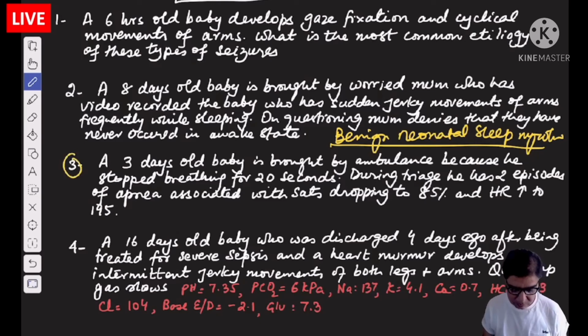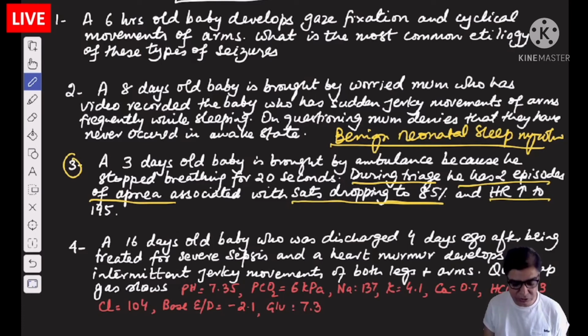A 3-day-old baby is brought by the paramedics because he stopped breathing. So mom noticed a very frightening event. He stopped breathing at home for 20 seconds. Then he came back to life, so he started breathing. Again, when he's brought to the hospital, during the triage, you find that he's got 2 episodes of apnea. So he's got 2 further episodes where he stops breathing, let's say for 15-20 seconds. And because during triage he's attached to the monitors, you note that the SATs have dropped to 85%, though they come back to 98-99%. The heart rate increases, let's say, from its base rate of 140, 150 to 195, and that comes down.